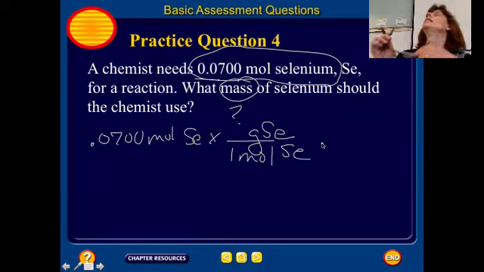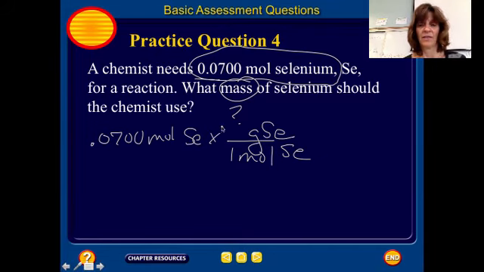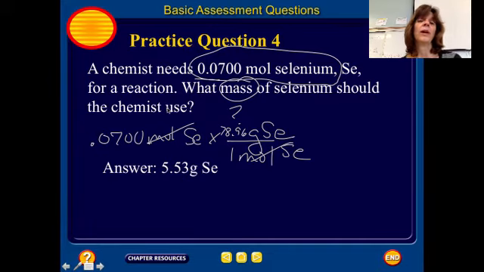Let me look again. See if I can see selenium better. Not really. Here, let me get a periodic table. Selenium is 78.96 grams. Moles cancel out. 5.53 grams of selenium. All right, hope you're pausing on the way here.